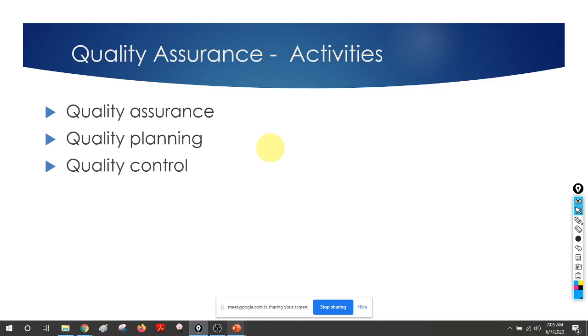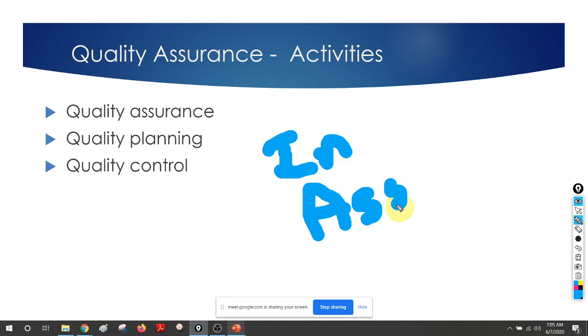Remember this word assurance, and there's also a term called insurance. Insurance, assurance. So what is the difference? For example, we have Union Assurance, but we have something like Sri Lanka Insurance. So what is the difference? Assurance means we make sure that nothing goes wrong.